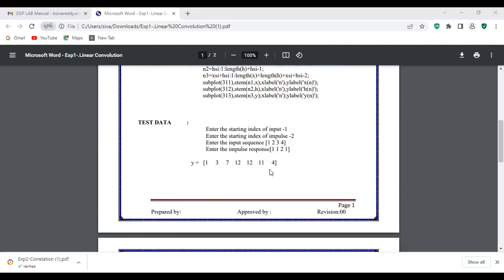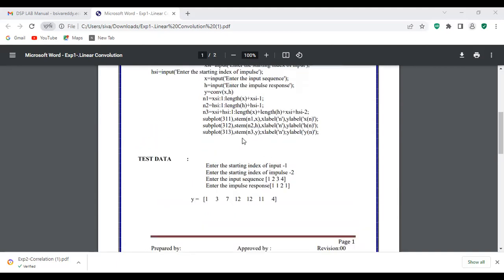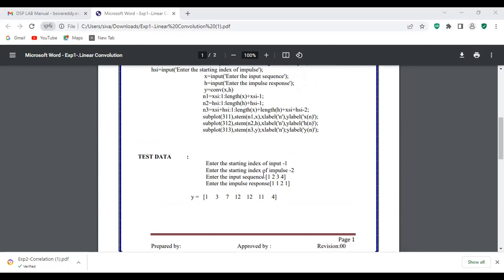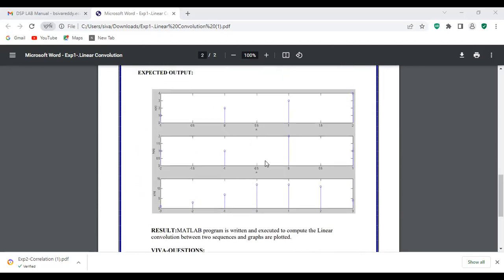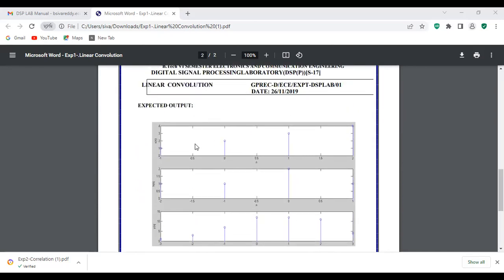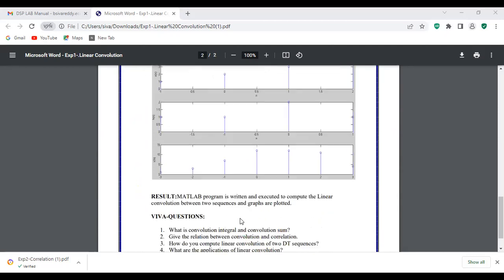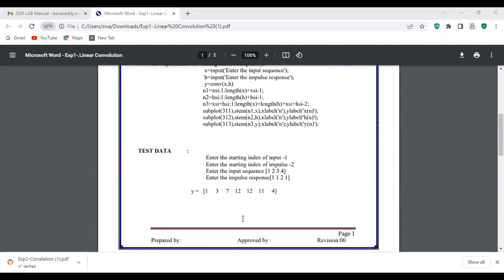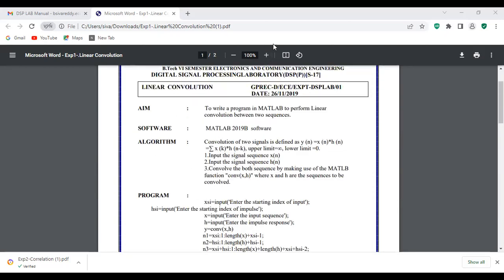So it is a mathematical calculation, and we are given the answer. Here we also use the subplot option. Based on the subplot option, you can get these 3 graphs. The first is x of n, one input signal, the second is h of n, another input signal, and the convolution between x of n and h of n gives y of n. So that is your first experiment.